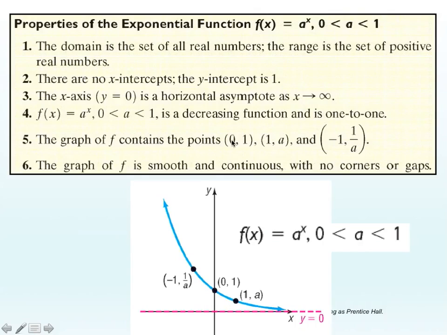And then our points are all flip-flopped around, so it's going to contain (0, 1), (1, a), and (-1, 1/a). And again, it's smooth and continuous, so it looks very similar to the previous one, it's just decreasing instead of increasing.